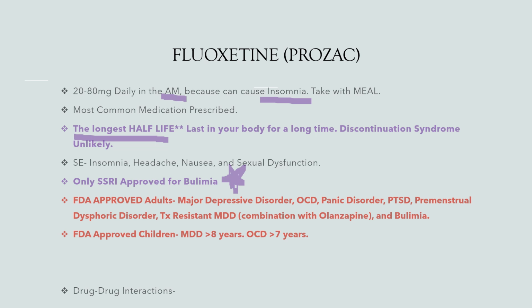So FDA approved for major depressive disorder, OCD, panic disorder, PTSD, premenstrual dysphoric disorder, treatment-resistant major depressive disorder, usually in combination with Zyprexa, and bulimia. FDA approved in children for major depressive disorder greater than 8 and OCD greater than 7 years old.